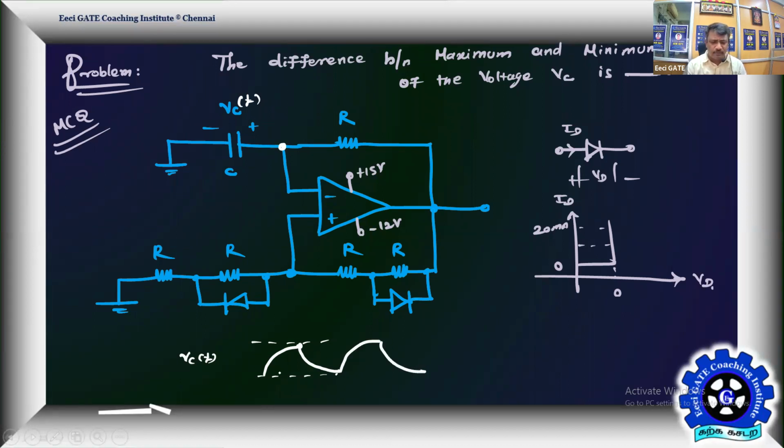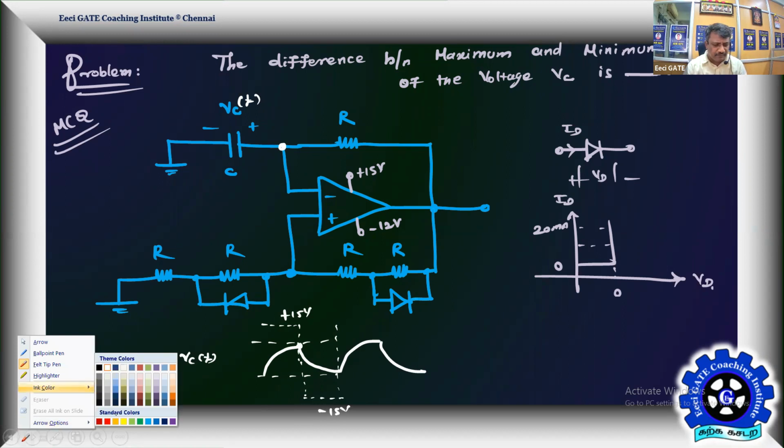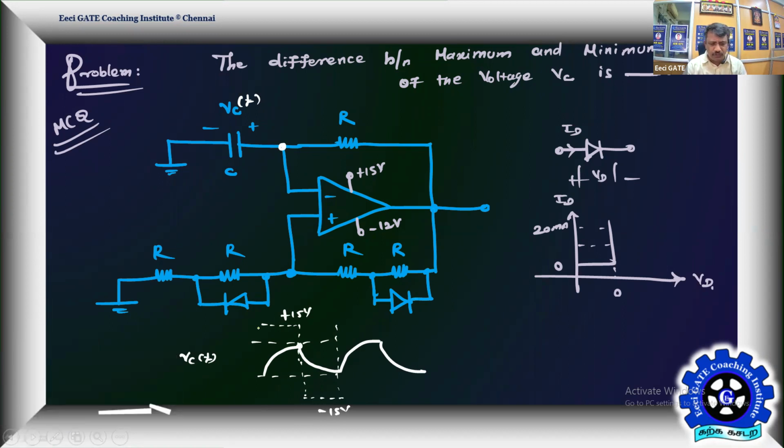Depending on your output, if you plot your output, when the output is positive, it is going to charge. This is the output, and when the output is negative, it is going to discharge. So what is the output given? Maximum is plus 15, minimum is minus 12. So let me take it this way. This is my output waveform between plus 15 and minus 12.